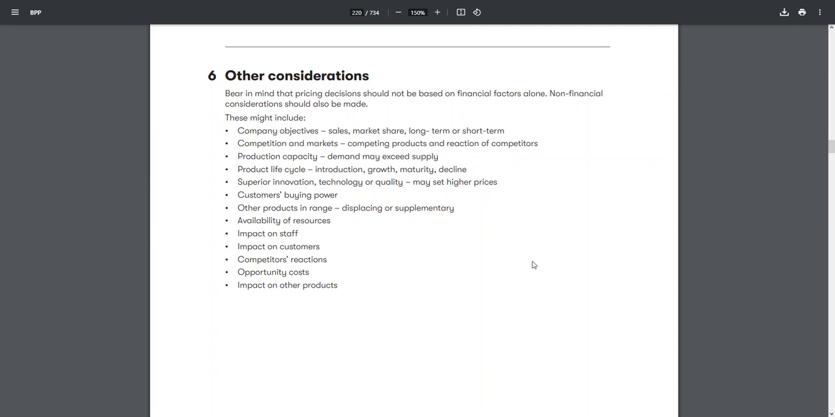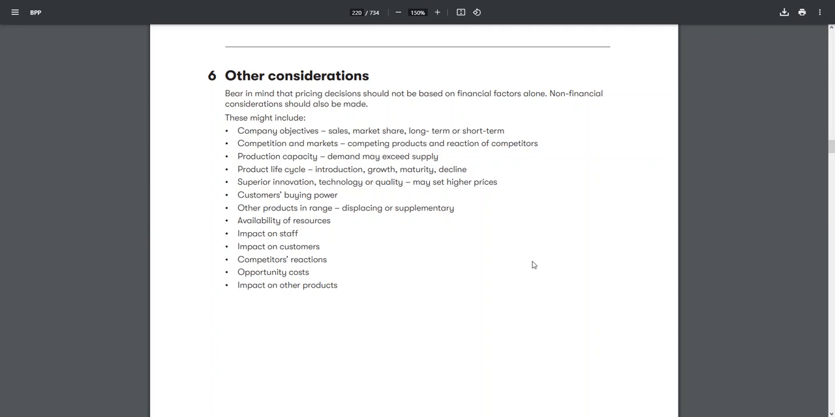Impact on staff. If we charge a higher or lower price, what impact does that have on the motivation of the staff? For example, if we charge a higher price, our staff could believe that it is unethical and maybe they leave the company. Impact on customers: likewise, if we charge a higher price where the availability is less, they could feel betrayed, they could leave the company and they could go to another competitor.